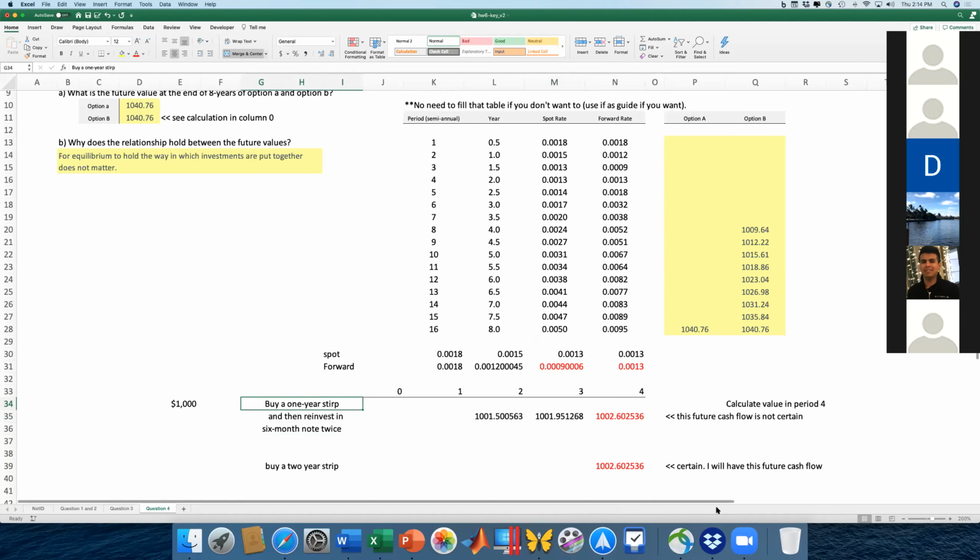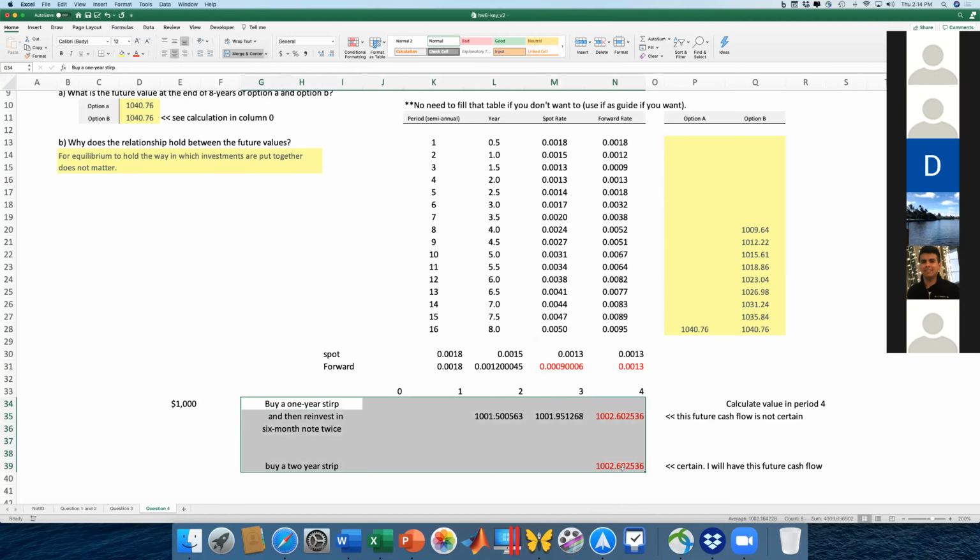So while these have the same expected future value, this one reintroduces the idea of reinvestment risk. I might not get those yields, and I might be better off or worse off with this alternative. And again, I would be better off if yields go up, and I would be worse off if yields go down.